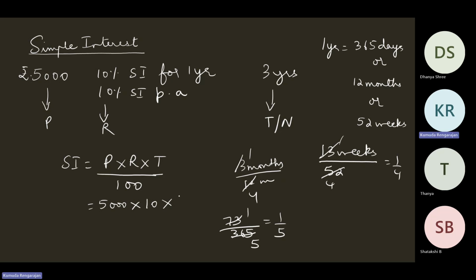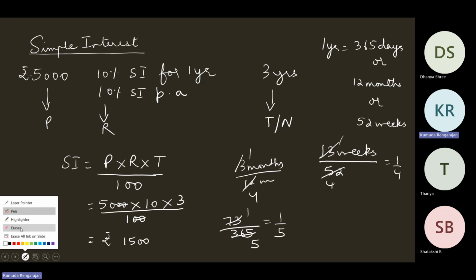So here it is 3 years divided by 100. On simplifying, you get 1,500. So this is the interest the bank is going to pay you for using your money for 3 years.